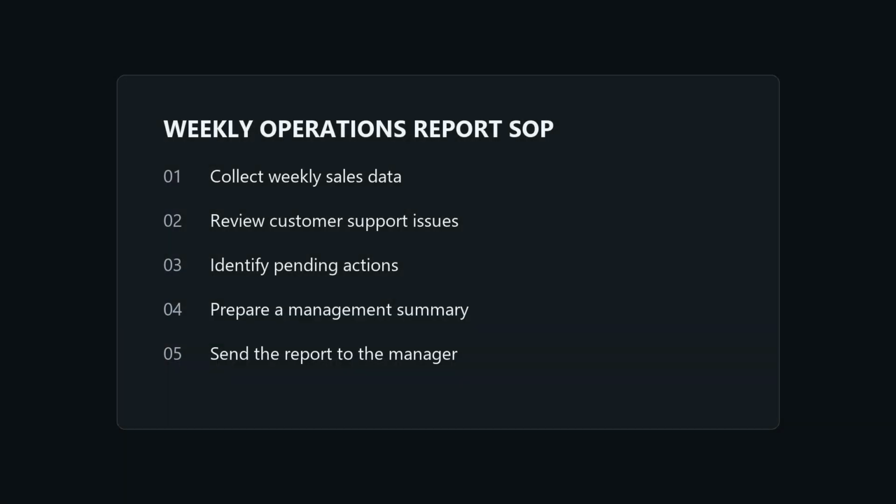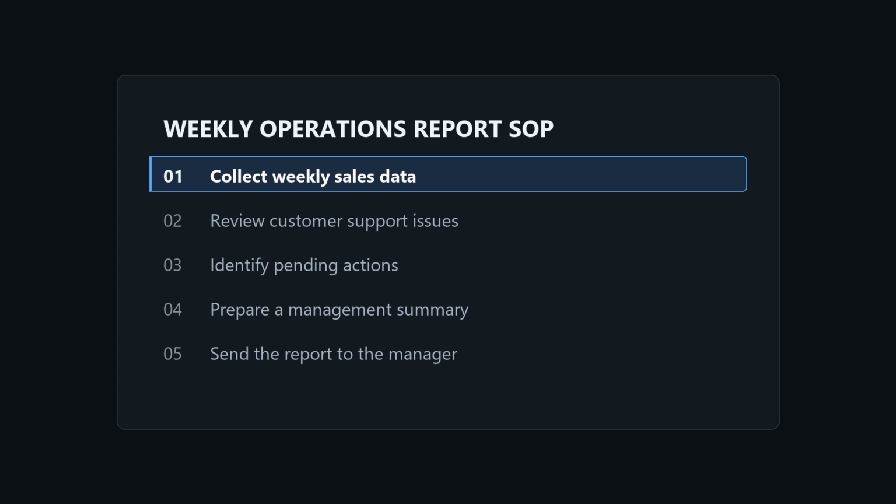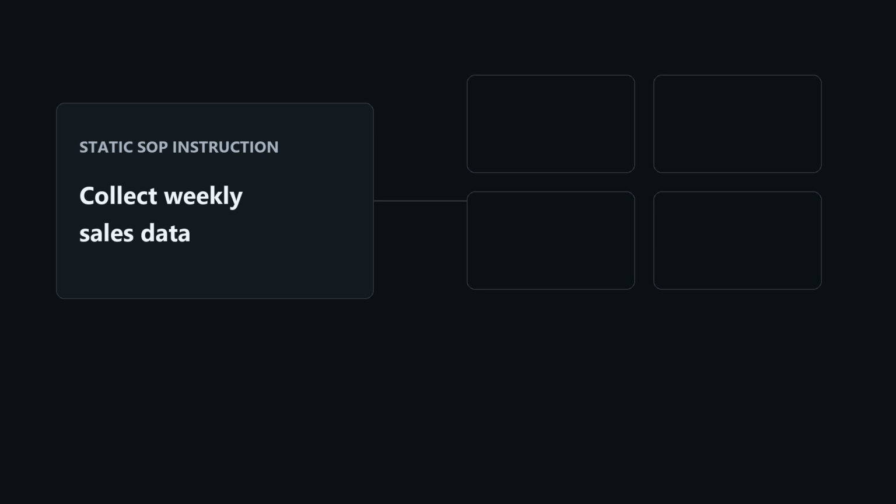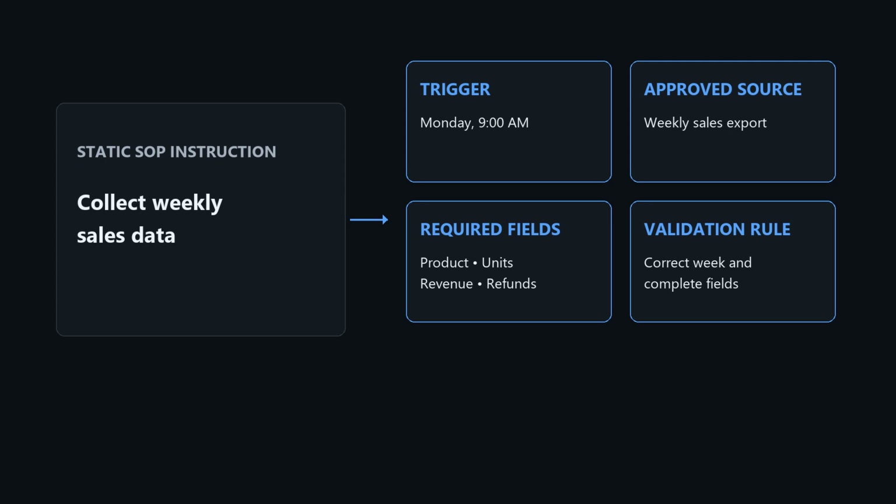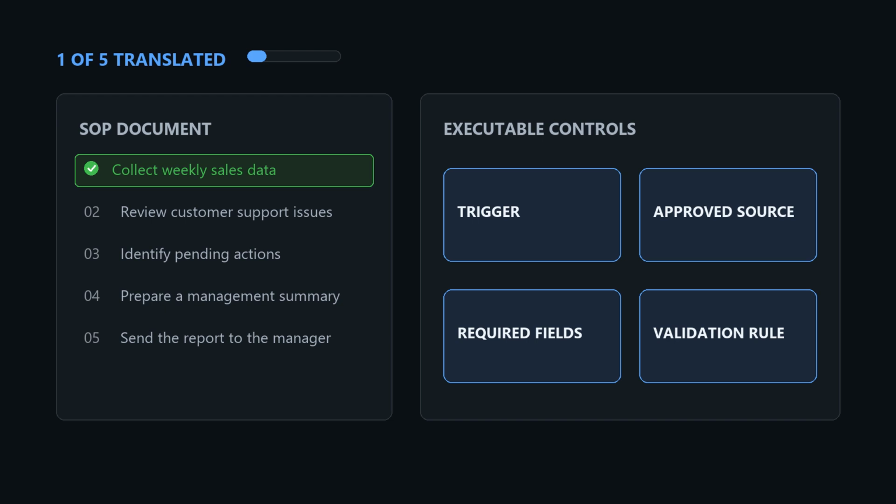A static SOP can describe the work without making it executable. This weekly operations report has 5 instructions. Start with the first, collect weekly sales data. It sounds clear, but the workflow still does not know when to run, which source it can use, which fields are required, or what must be checked before it continues. Add those controls and one sentence becomes an executable workflow step.